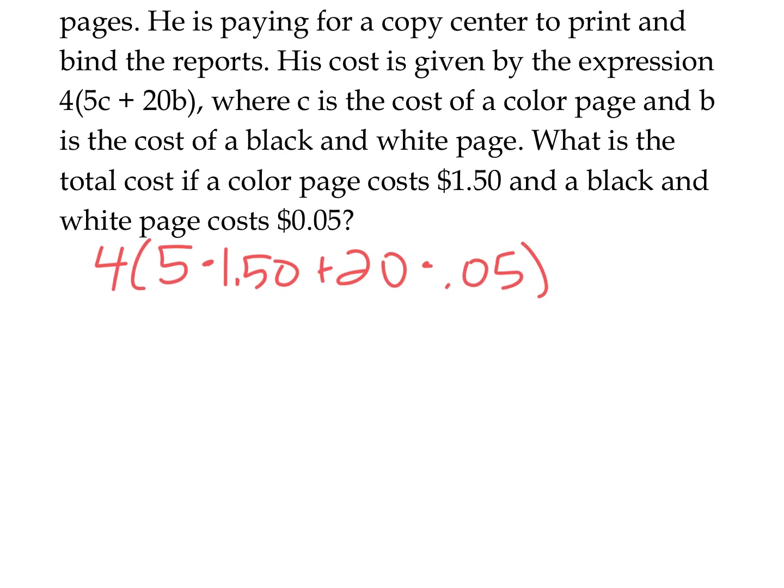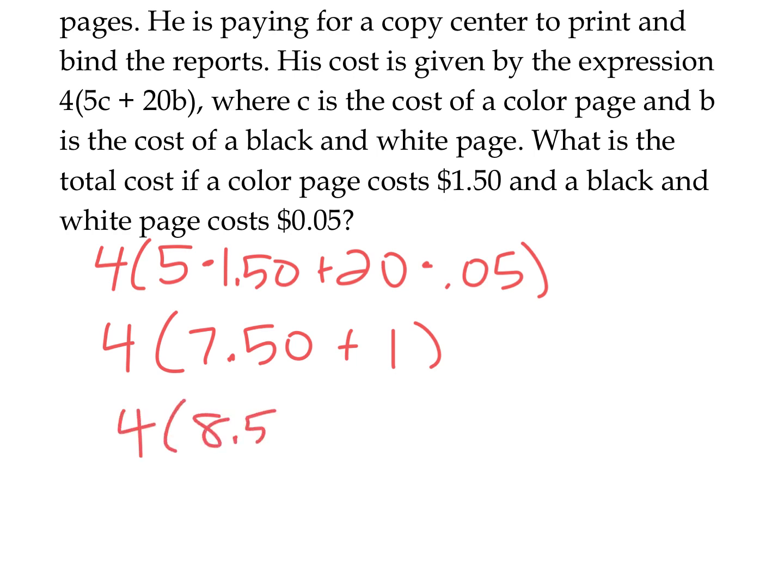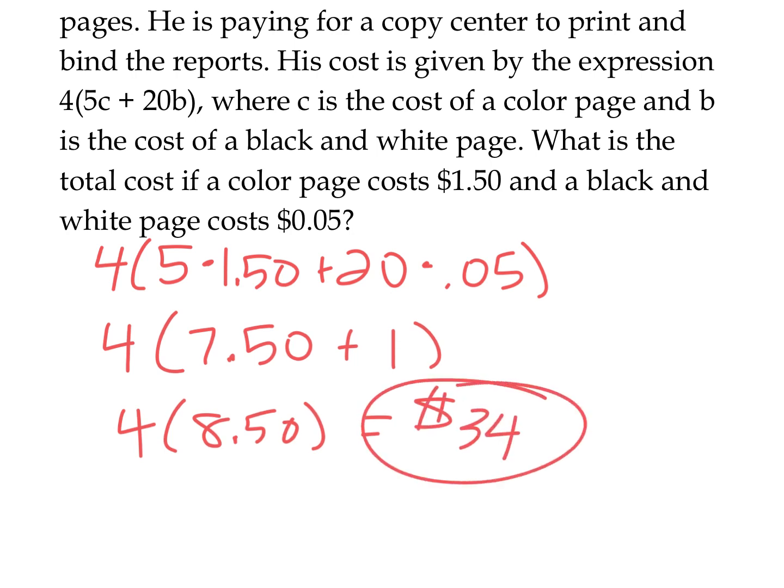We can evaluate this now using the order of operations. We're going to have 4, and then we have 5 times $1.50 plus 20 times 0.05, 5 cents for each one of those. That equals 4 times 8.50, which is $34 for a total cost. So we've got that expression. We can substitute values in for the variables, just like we did in the problems before. We did y equaled 8. Now if we know c equals 1.5, we put a 1.5 in for c. We know b equals 0.05, we put a 0.05 in for b, and follow our order of operations to get our final calculation here of $34.